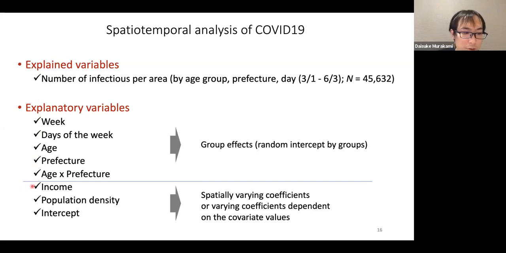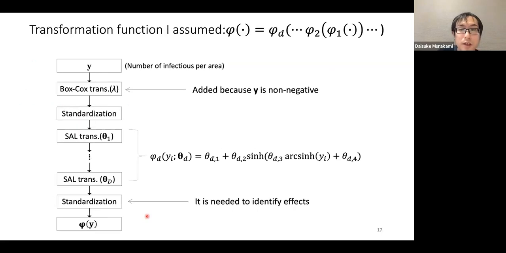And from these three variables, I assume regression with spatially varying coefficients, or varying coefficients dependent on the covariate value. They are selected through model selection. And this is the transformation function I assumed in this study.